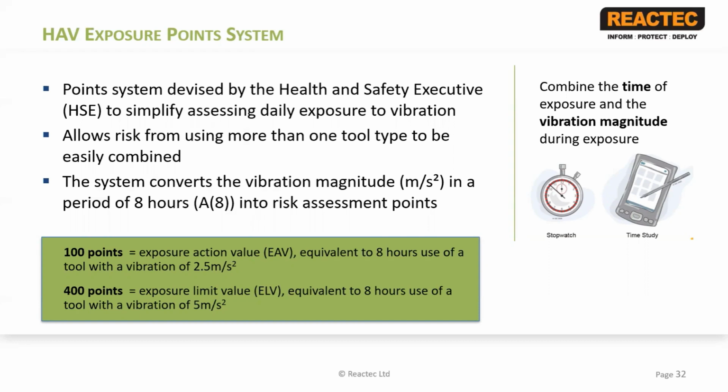To give you some idea of quantification, exposure to 100 points in the point system is known as the exposure action value and is equivalent to using a tool with a vibration magnitude of 2.5 meters per second squared for 8 hours. 400 points, which is known as the exposure limit value, is equivalent to using a tool with 5 meters per second squared magnitude for a period of 8 hours.